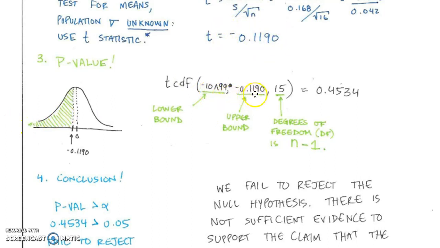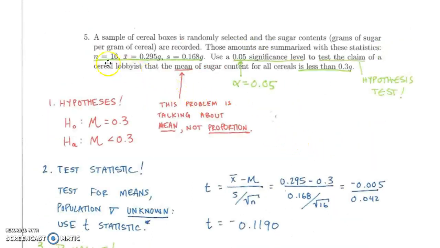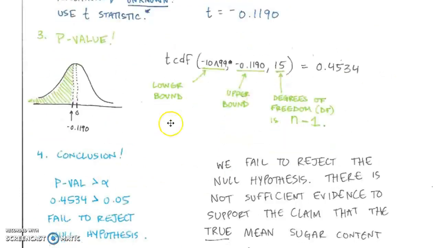Our lower bound and our upper bound are pretty straightforward. We've done that before. The only difference with t is that we have to include something called the degrees of freedom. You might say, what is that? Well, it's n minus 1. In this case, n was 16 because our sample size is 16. It's always just going to be that number minus 1. This is something that you must remember. So tcdf of all of this is equal to 0.4534. That's a pretty high probability.